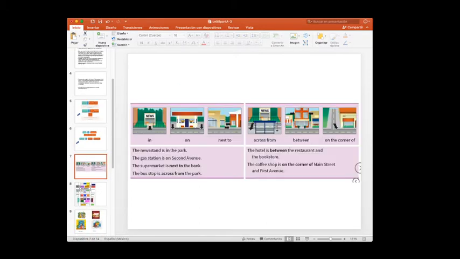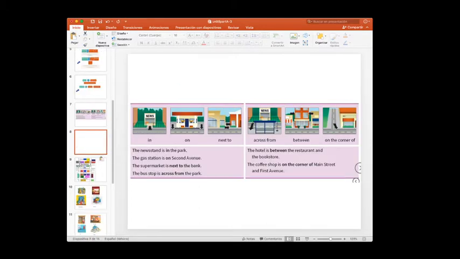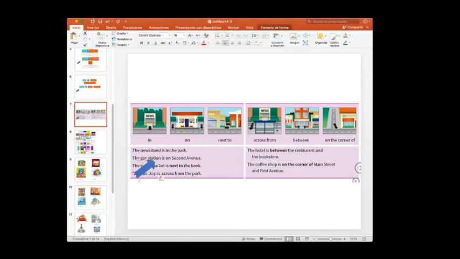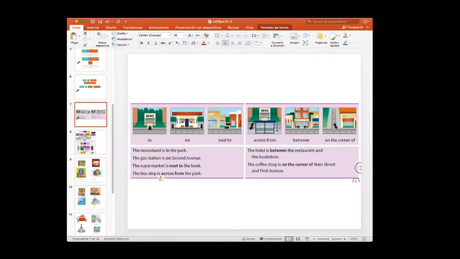And here you have your examples in your book. In your book, you have these examples. For example, the first one: the newsstand is in the park. The park in this example is all this part around, and the newsstand is in the park. Okay, inside the park.